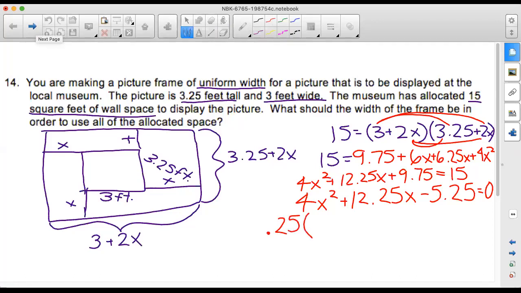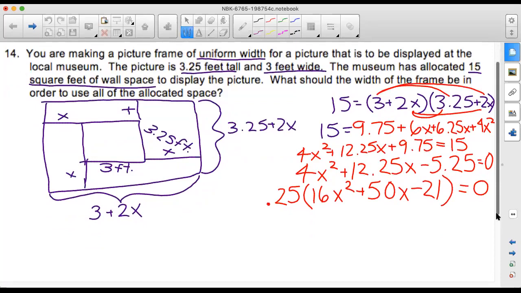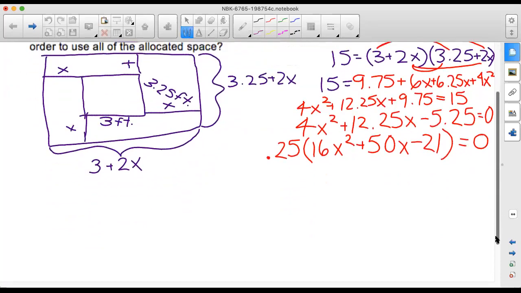When we take 4 out of 0.25, we're going to get 16. When you take it out of 12.25, you're going to get 50x. And out of 5.25, you're going to get 21. And boom, your decimals are gone. Anybody have questions about how she got those numbers? When you take out a value, how do you get those numbers?